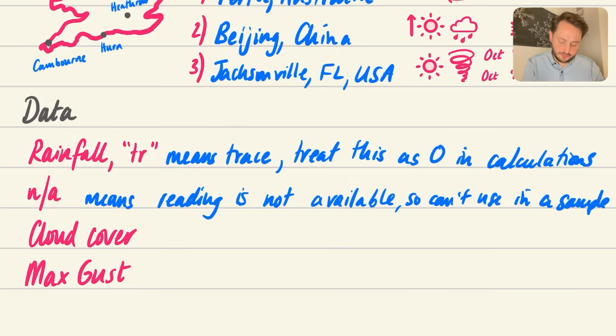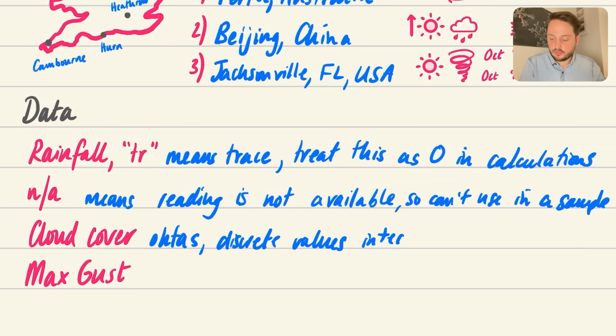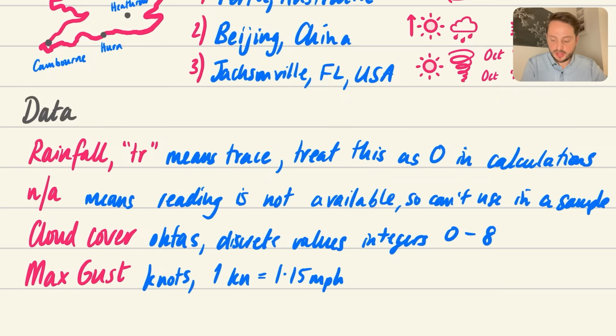Okay, and then cloud cover. You need to know that cloud cover is measured in oktas, and these are discrete values, integers from 0 to 8. So there's actually 9 different options, and it's just measuring how many eighths of the sky is covered in clouds. And then last of all, we're going to talk about the maximum gust. This is just talking about the strongest speed that the wind will get to on a particular day. This is measured in knots, and 1 knot is equivalent to 1.15 miles per hour.